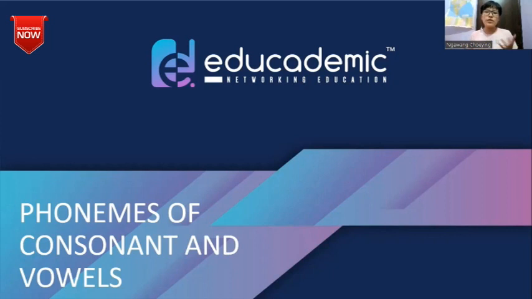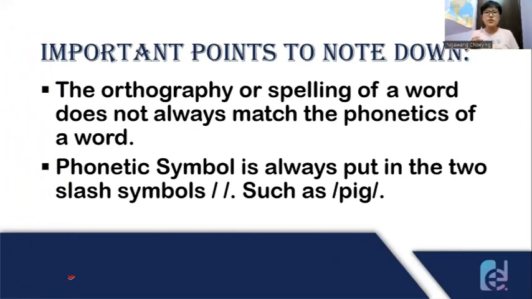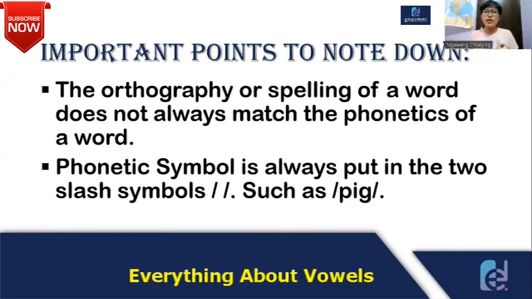Before we begin with our topic, let me tell you some important points that we need to keep in mind, and those are the differences between the spelling and the phonetic symbols, and the place where we have to put the phonetic symbols. The first one is that it is not necessary to have the same number of letters in the spelling as in the phonetics. There's a difference in the number of letters present in the phonetics and the spelling of the word.